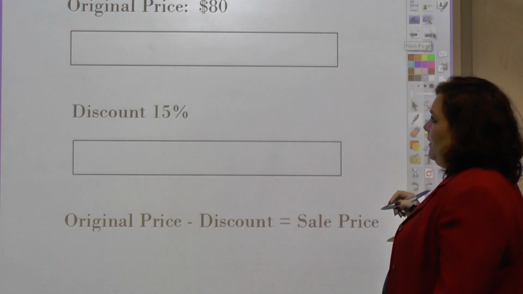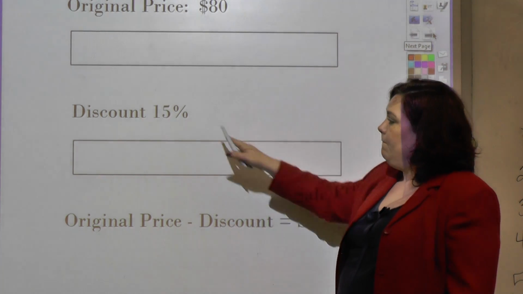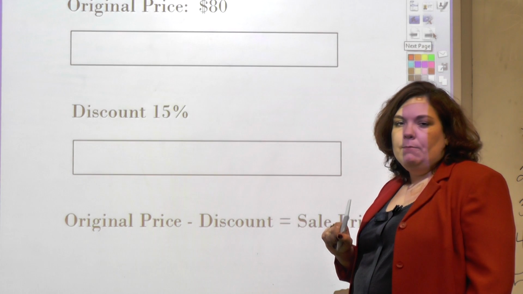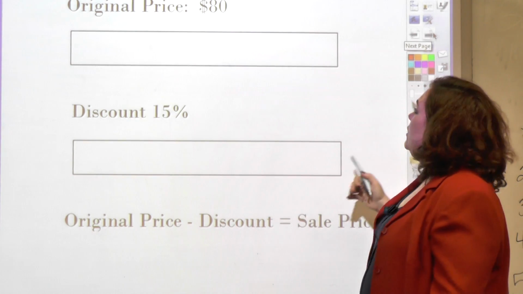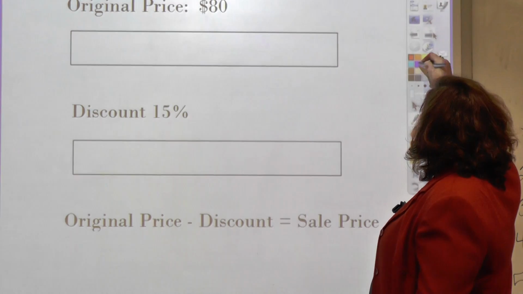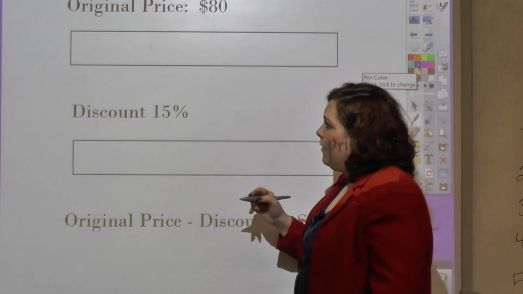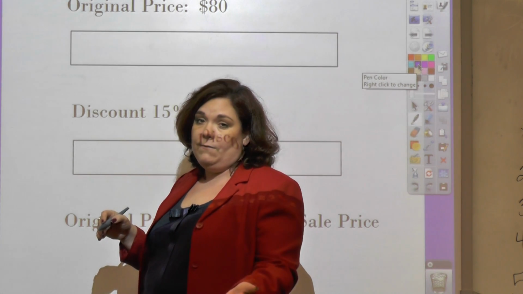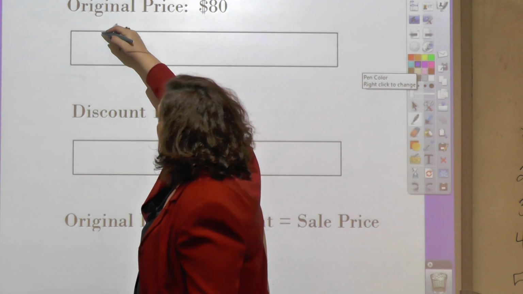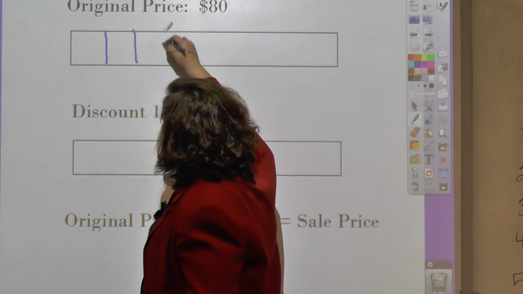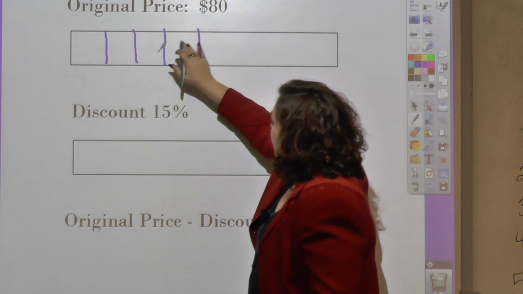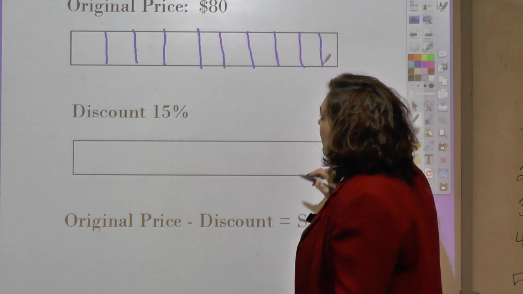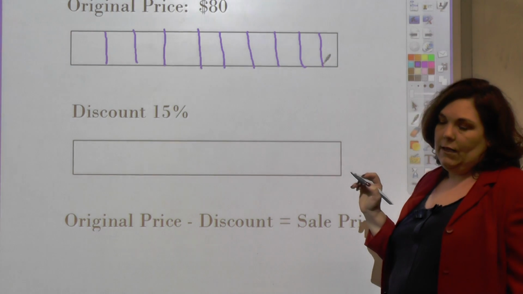So let's look at one more of these. Let's look at 80, and I'm taking 15%. Well, that's kind of a weird number. 15% doesn't divide out evenly. So the closest thing I have to it that I could see about is 10%. And if I found 10%, I could find half of 10% to find another 5%. So let's see if I can make 1, 2, 3, 4, 5, 6, 7, 8, 9, 10. Okay, not very even, but you get the idea.